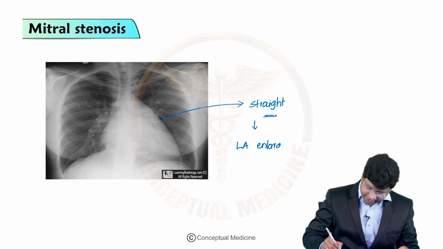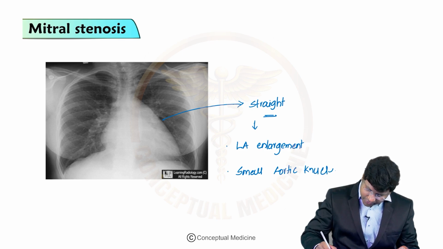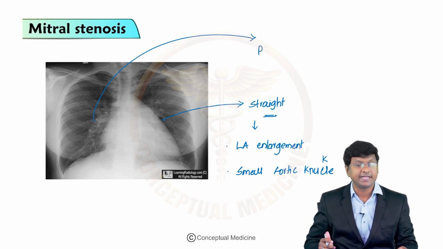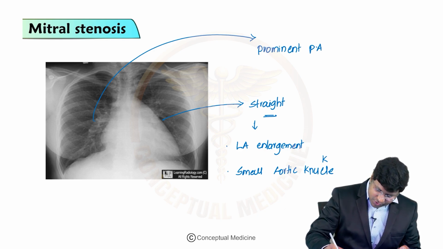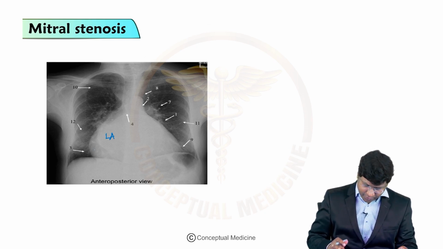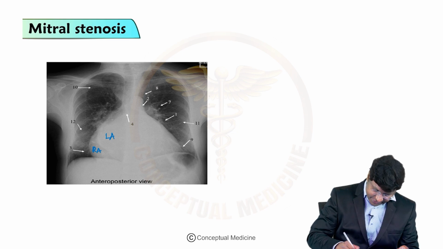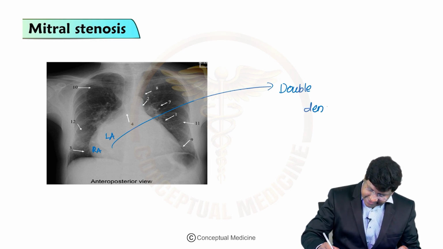This straight left heart border is due to left atrial enlargement, and even the aortic knuckle will be a small aortic knuckle. That is the reason why you will have a straight left heart border. Then followed by that, you take the pulmonary artery. You have a prominent pulmonary artery, because of the pulmonary hypertension. And another very important X-ray finding is the double density sign. You see, this is the left atrium and this is the right atrium. So this we call the double density sign.